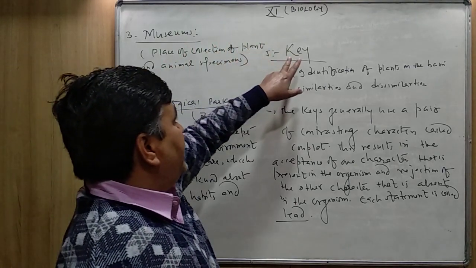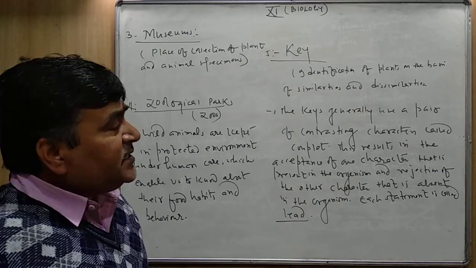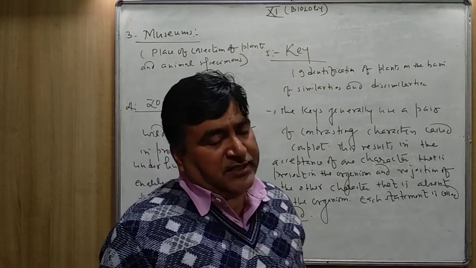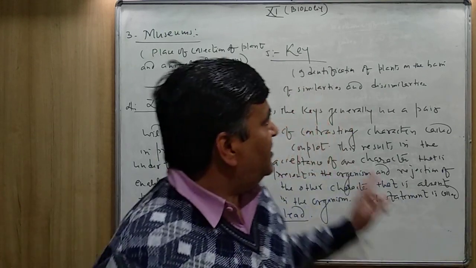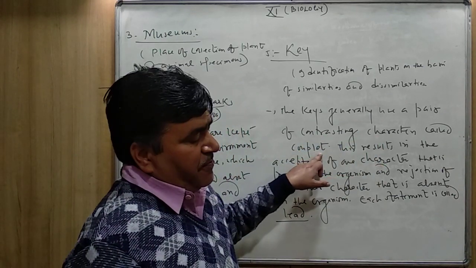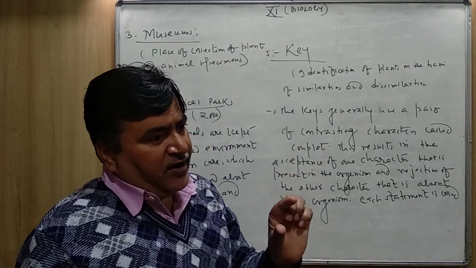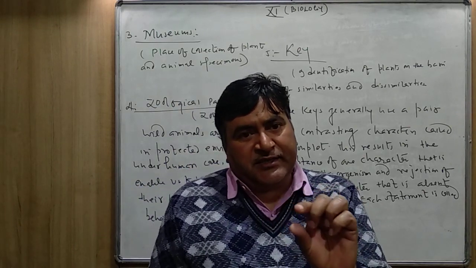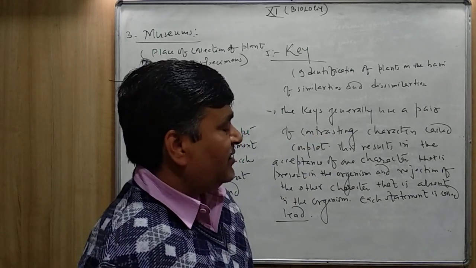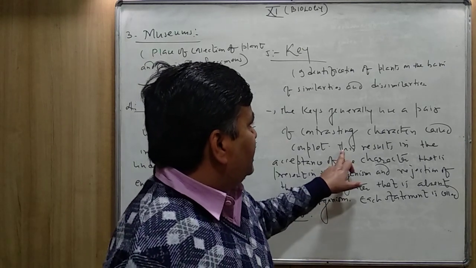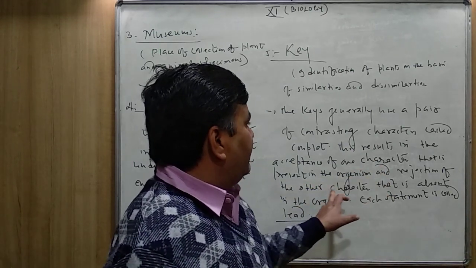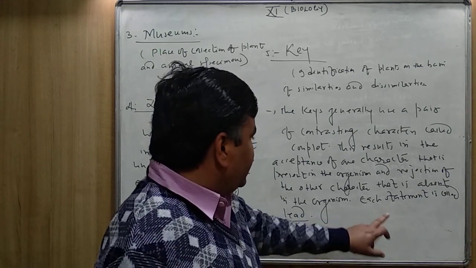Now the last teaching aid is the key. What is key? The key is the identification of the plants on the basis of similarities and dissimilarities. The key generally uses a pair of contrasting characters called couplet. The key is a set of statements, and each statement has two contrasting characters. This results in the acceptance of one character that is present in the organism and the rejection of the other character that is absent in the organism, and each statement is called a lead.